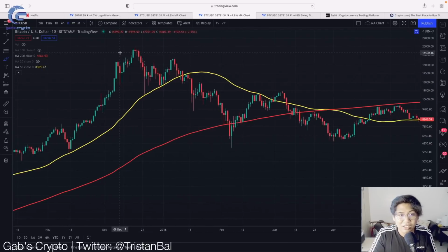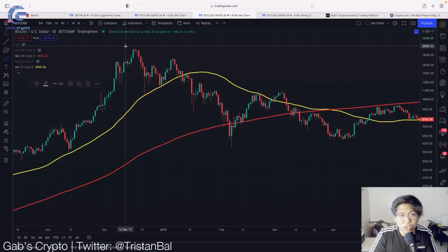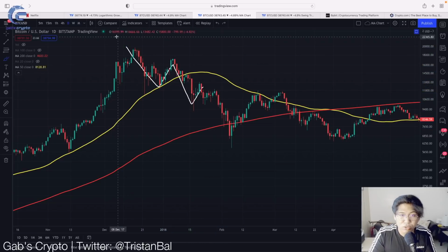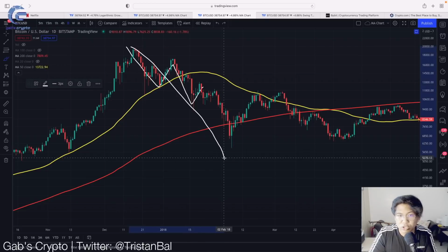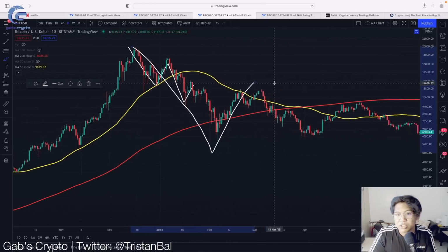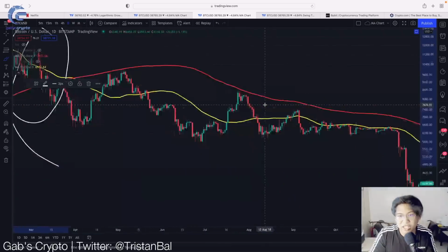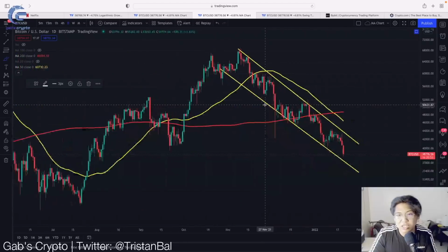Kasi look at this. It's a market psychology lang talaga na what goes down must come up. Same goes dito, what goes down must come up. And then if you're going to zoom out on a bigger time frame, what goes down must come up. So right now, we need to wait out for this area na kung saan tayo magkakaroon ng bullish retracement for the Bitcoin price. We did not see that bullish retracement yet.